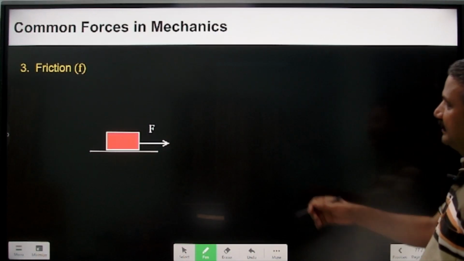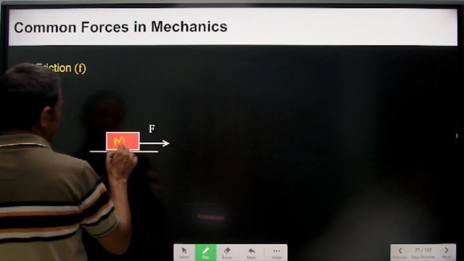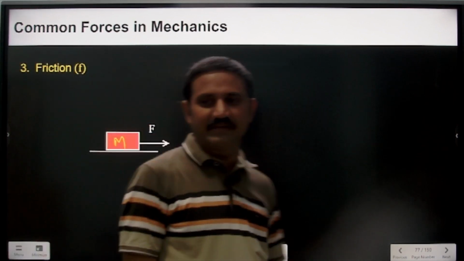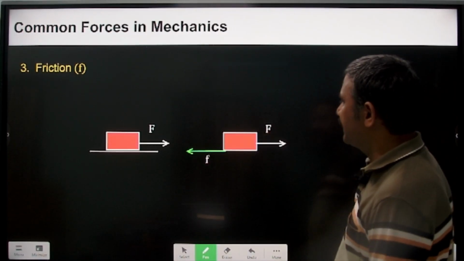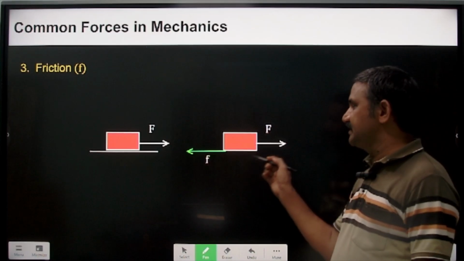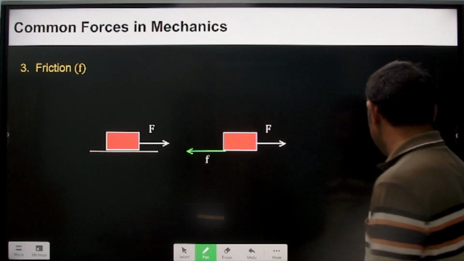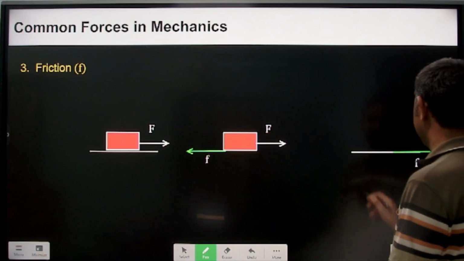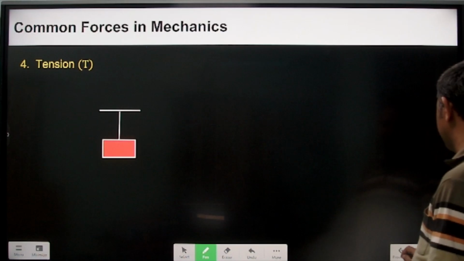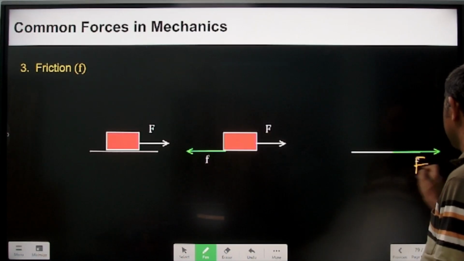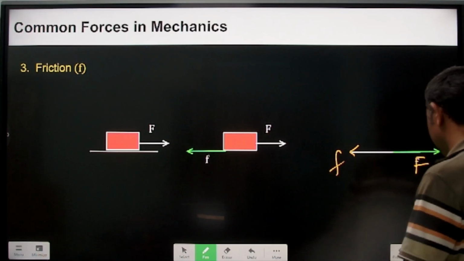And here, suppose on this body of mass m, the external force acting on the body is capital F, acting towards the right. Because the external force is acting, there is a frictional force acting on the object, indicated by the symbol small f, acting towards the left. So the external force is in the forward direction, and the frictional force is in the backward direction. This is the external force, and this is the frictional force acting on the object.